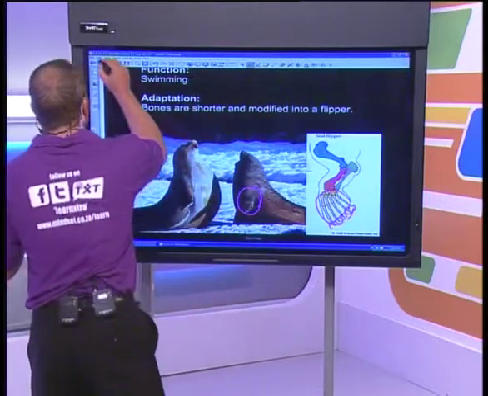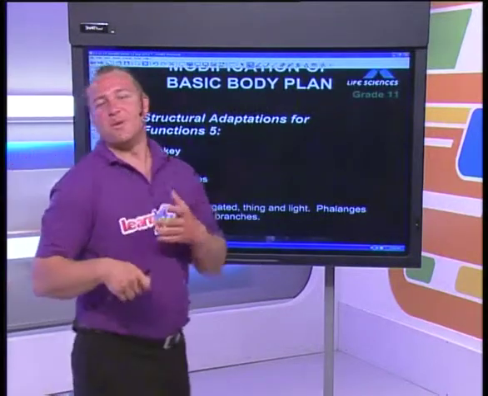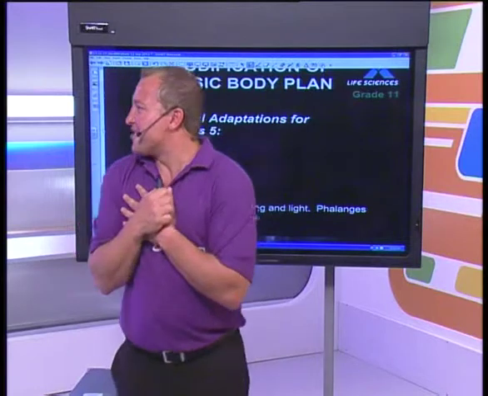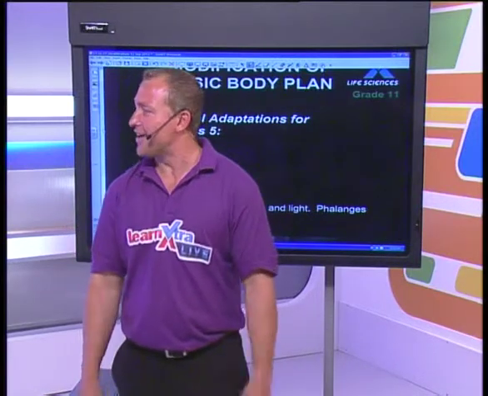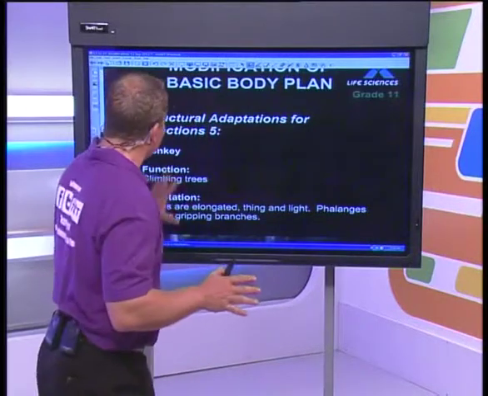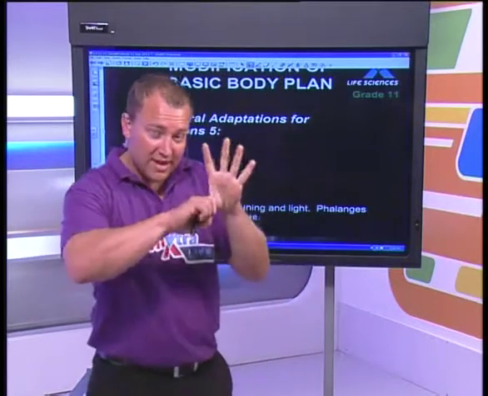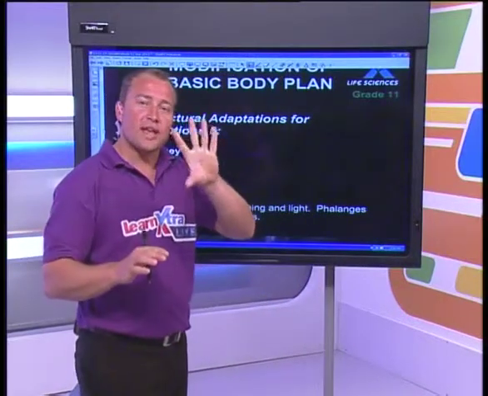Cool. Next one, monkeys. Now, my little boy is my little monkey. I always say he's my little monkey because he can hold on for dear life. Only he would know how he does it. Hangs on me all the time. He's beautiful. Now, monkeys, remember I said to you, they've got opposable thumbs.